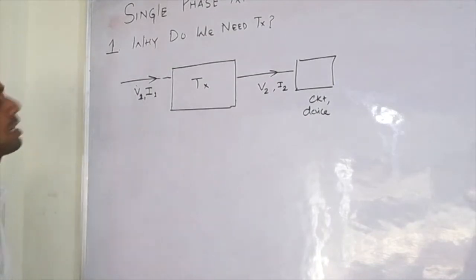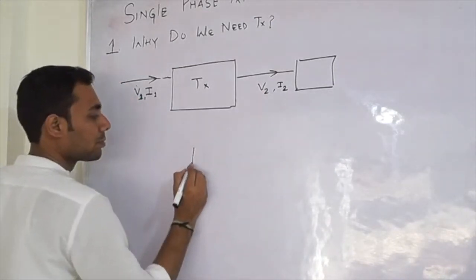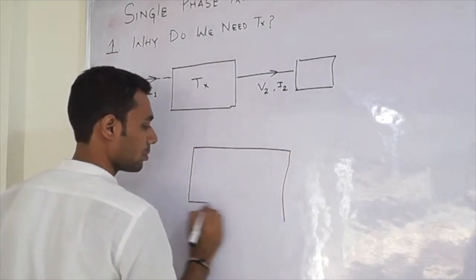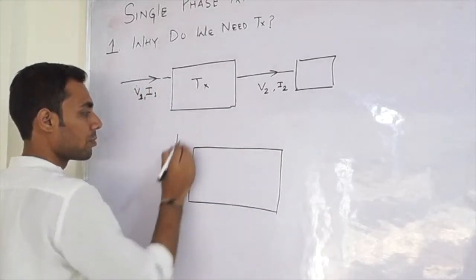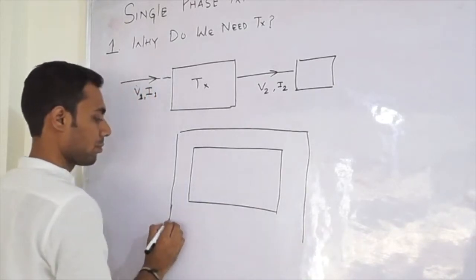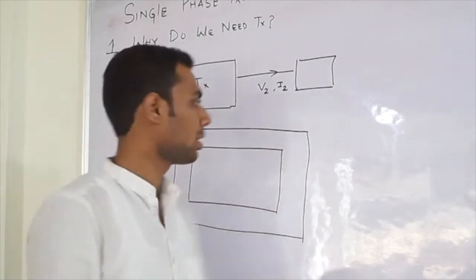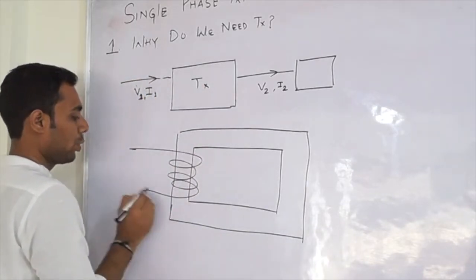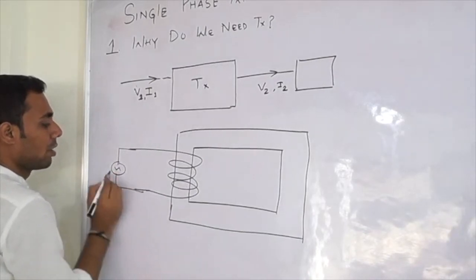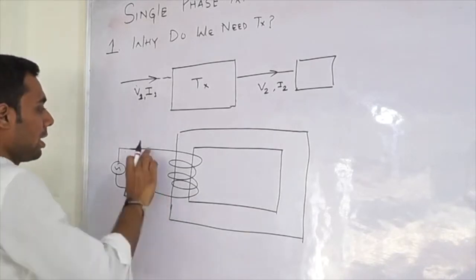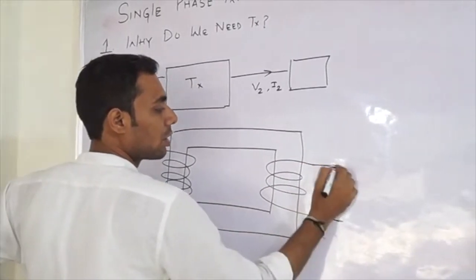Let's try to understand how it works. In a transformer, you have something called a core, which is made up of a magnetic material. You attach something called the primary winding to one side of the core, and here you give your supply voltage, and you connect your secondary winding to the other leg of the core.